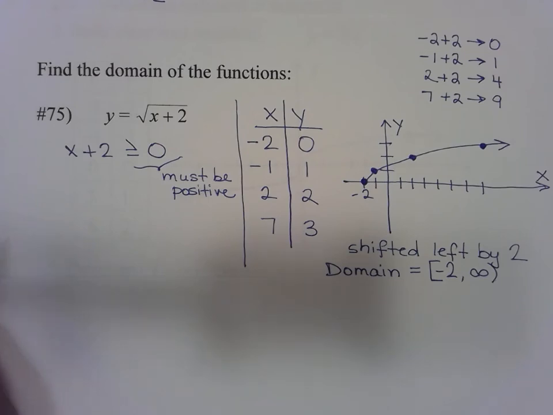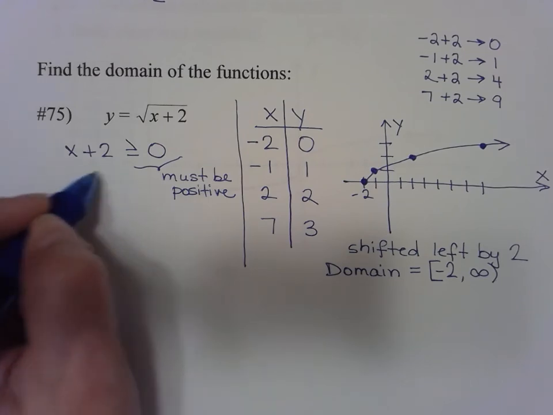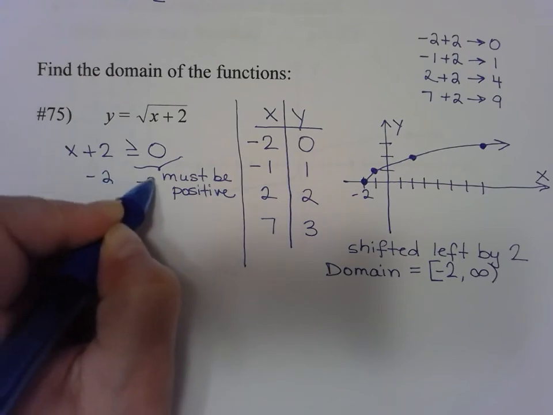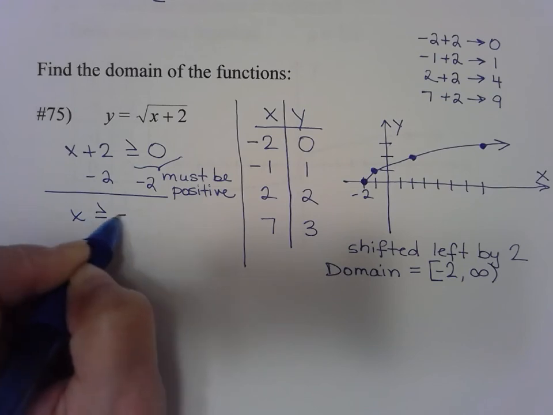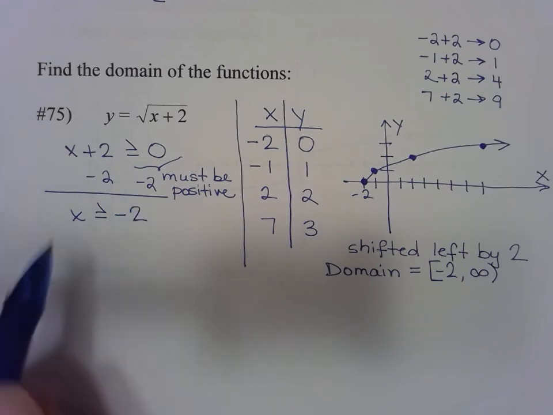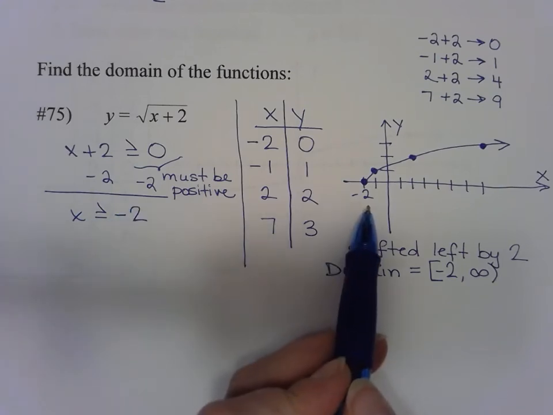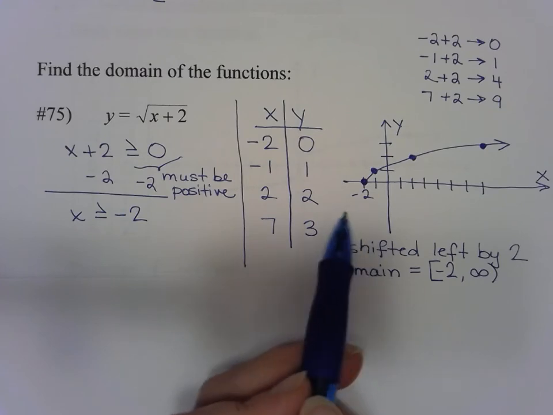And then we could solve that for x. So I could subtract 2 from both sides. And that's going to be really consistent with what I see here, right? All the x values are -2 or bigger.